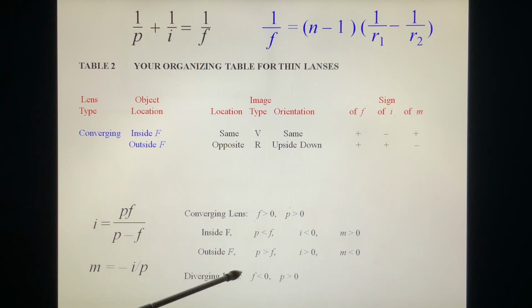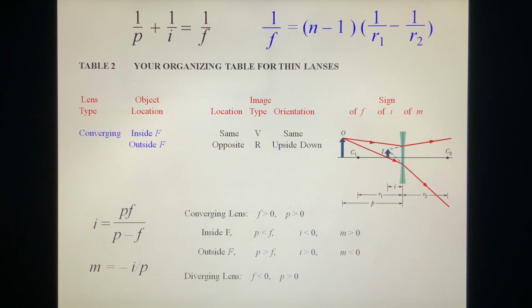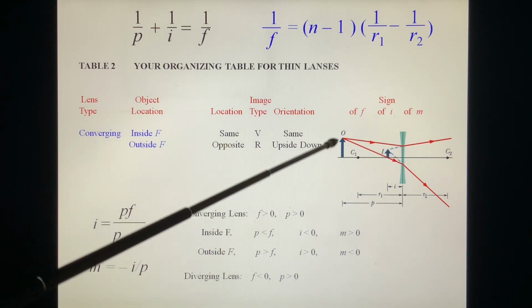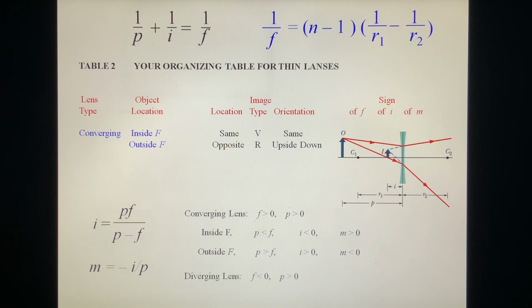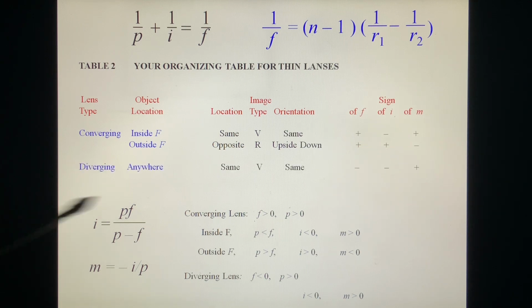Next, diverging lens. For a diverging lens, F is smaller than 0. So this is negative, and P is positive, F is negative. So I is always negative. Never get a positive. Okay? So we always get the virtual image on the object side. So I is negative, M is positive for this one here.